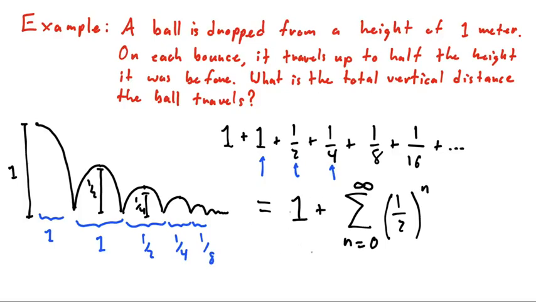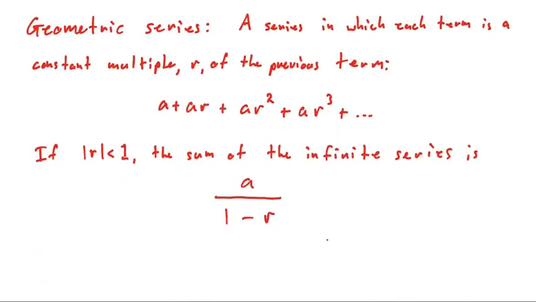So this expression represents the vertical travel of this ball. We would like to know, can we find this value? It turns out that we can, and we'll examine what sort of a series this is and see how to evaluate it. This is a kind of series called a geometric series.